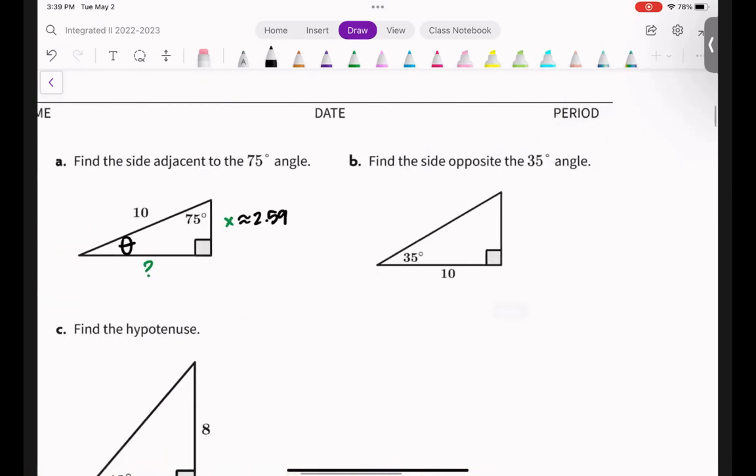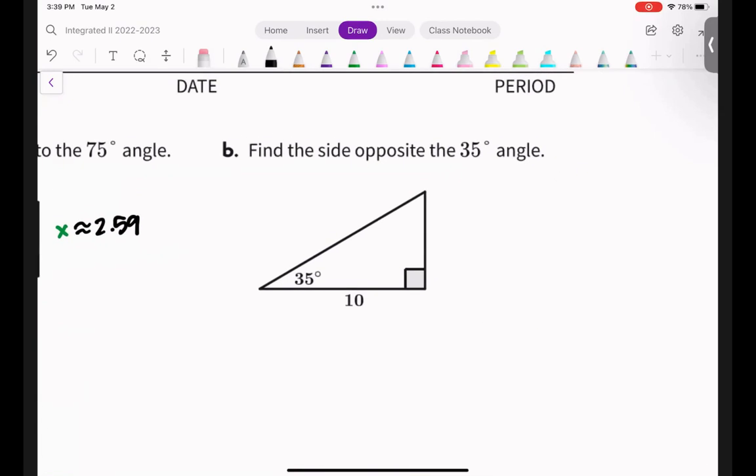Okay, I want you to try doing B, then pause the video and come back to me when you're ready. Try finding B. They want you to find the opposite side of this. Just in case you're wondering, remember we talked about opposite going this way. The opposite side is going from the angle across the triangle. So we're looking for this side here, which I'll call h for right now. So go ahead and pause the video, write your equation, solve the equation, and check back here.